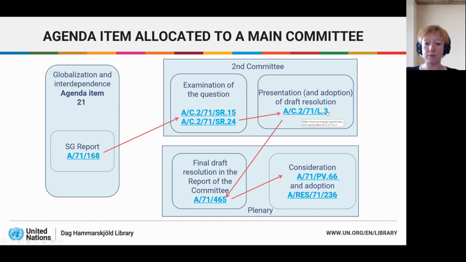But now we do not immediately have a resolution, but the draft resolution that is adopted on the committee level will be included in the final draft, in the report of the committee. So always the final draft resolution is included in the committee's report to the plenary. Then it's considered by the plenary. Again, we have a meeting record, and there it is adopted, and then we have the resolution as a separate document with a resolution document symbol. So there's one additional step, so to say, when an agenda item is allocated to a main committee.